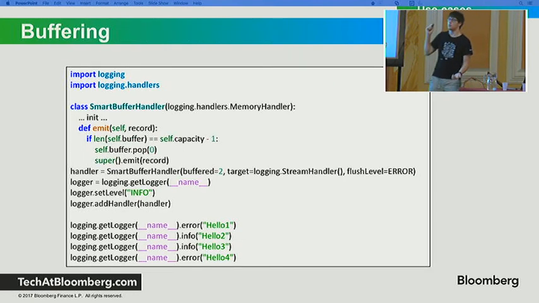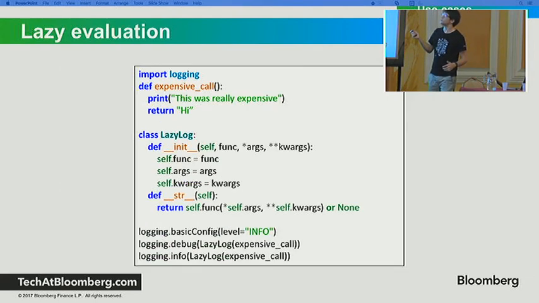Buffering. Let's say that you want to log debug messages whenever there is an error. Here, what we are doing is, if there is an error, you want to log the last 2 infos, for example. So you can enrich the information that you have when an error happens. I'm going to skip this one.